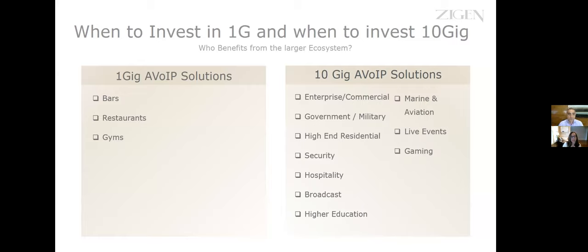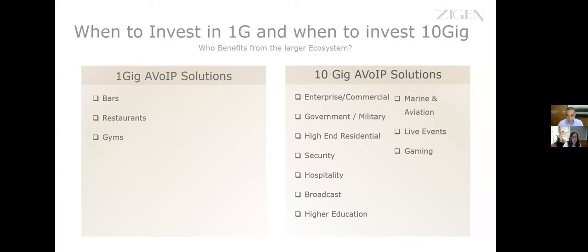When you're looking at your 1 gig AV over IP solutions, you are looking at more budget conscious situations, or situations where the 4K solution isn't as important as it is in other situations. So when you're looking at bars, restaurants, gyms, a smaller home, just a smaller solution or a smaller need in general, the 1 gig AV over IP solution is fine.